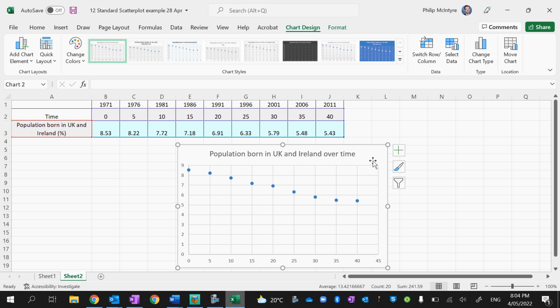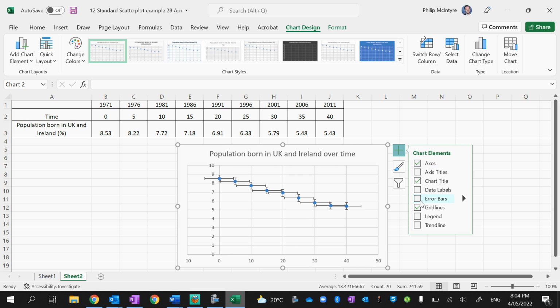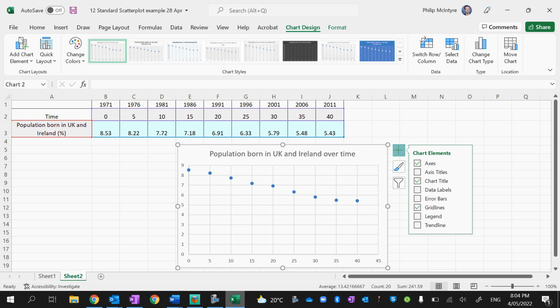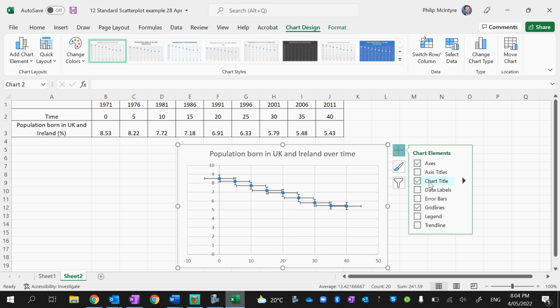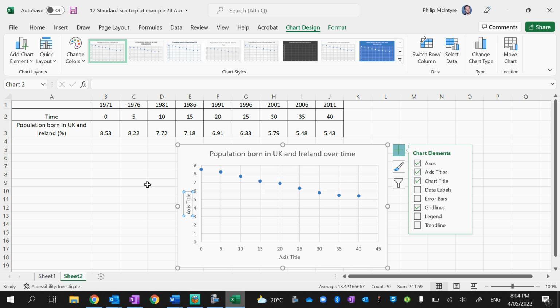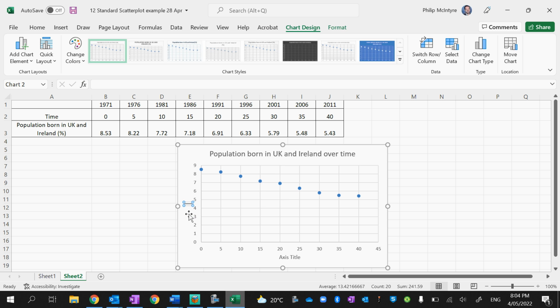Now, if I click on the graph, this plus sign comes up. So if I press plus, it may be different on Macs. You might need to go up here to add chart element. I can do a couple of things. I'm going to add axis titles just so we're clear. So this one is percentage of population. And the horizontal one is time or years since 1971, not 2971, 1971.